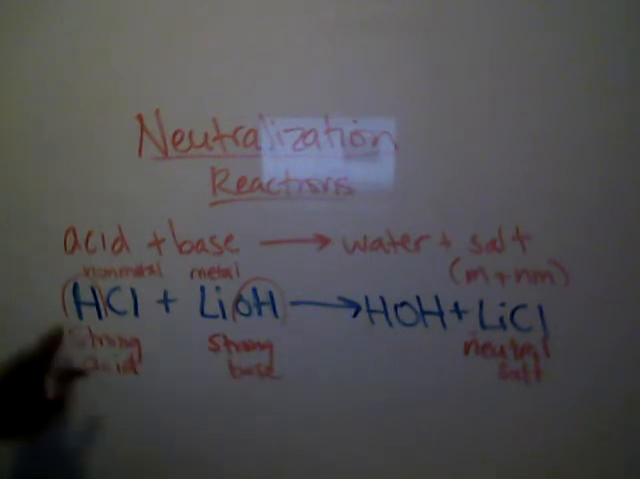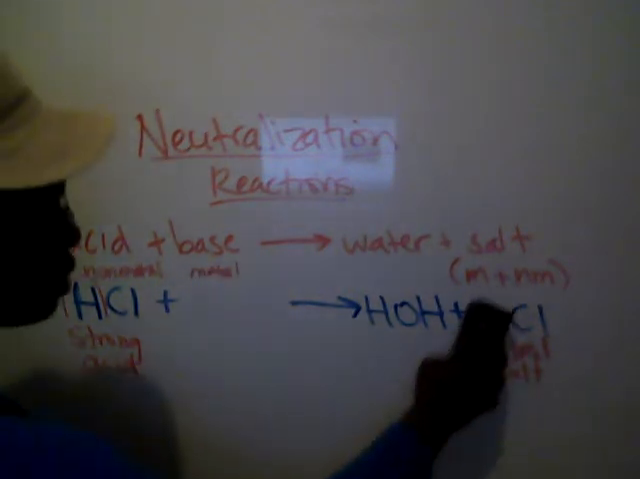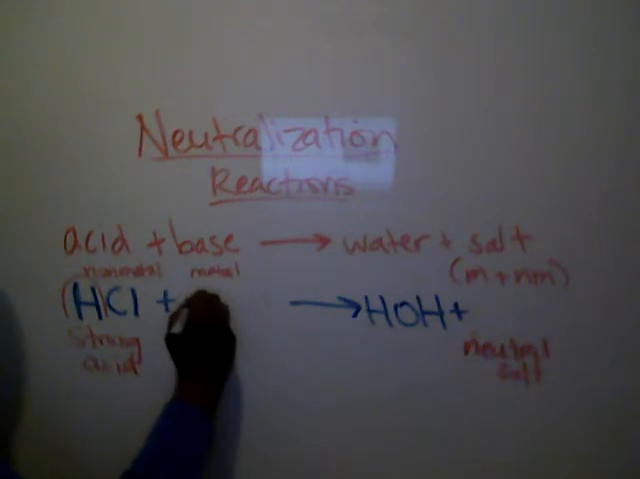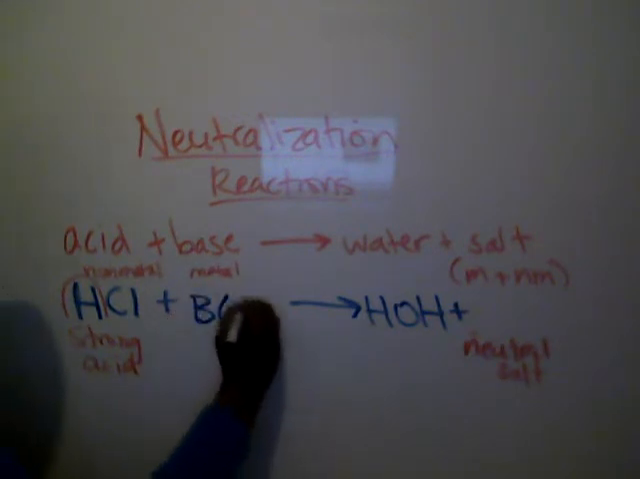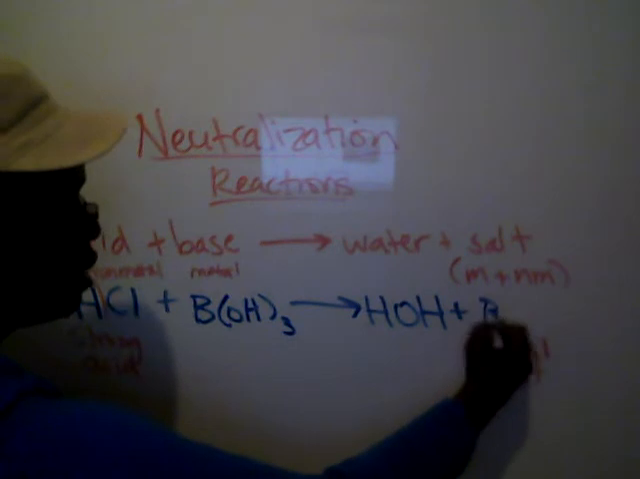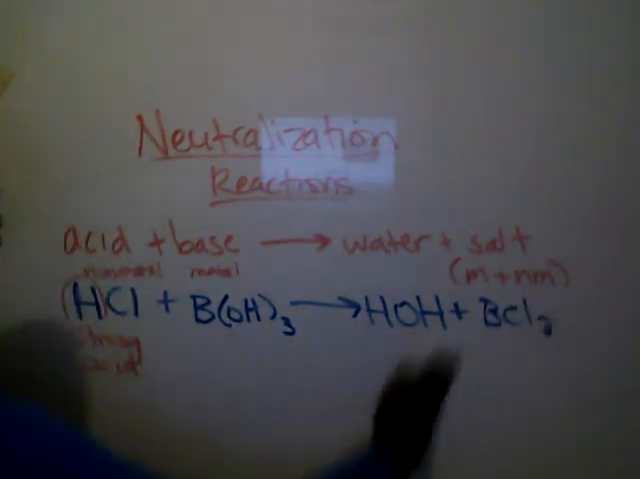Let's say we did a different example. Let's say we kept HCl, but let's say we changed this base. Let's say we changed the base to barium hydroxide. Okay, that would just mean that we change our salt. Our salt would now be BCl3. And now we probably won't have a neutral salt anymore.